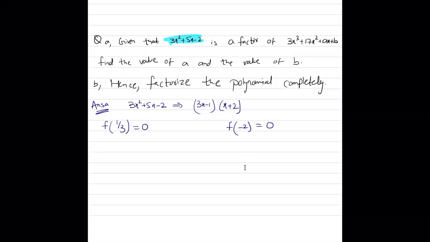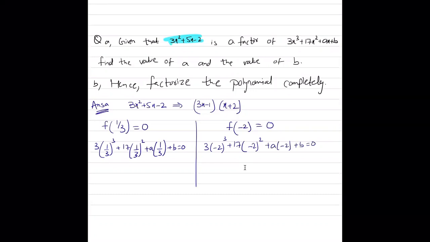So f of 1 over 3 means 3 times 1 upon 3 squared plus 5 times 1 upon 3 minus 2. Oh, my bad. The polynomial is 3x cubed plus 17x squared plus a times x plus b, that is going to be 0, and 3 times minus 2 cubed plus 17 times minus 2 squared plus a times minus 2 plus b is going to be 0. Now please solve these two equations.